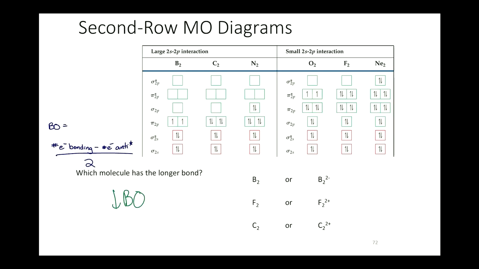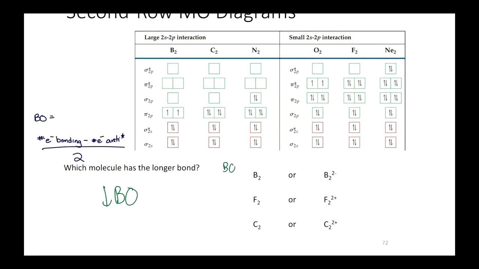So let's do that. So bond order for diatomic boron is 1. The anion, we add 2 electrons to the diagram. So we add them to the next available spot. That makes the bond order for the anion become 2. So the neutral boron, because it has the lower bond order, has the longer bond.